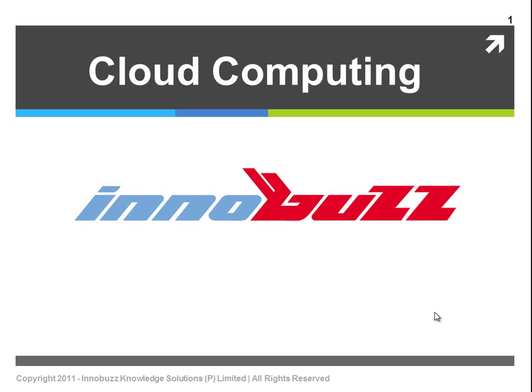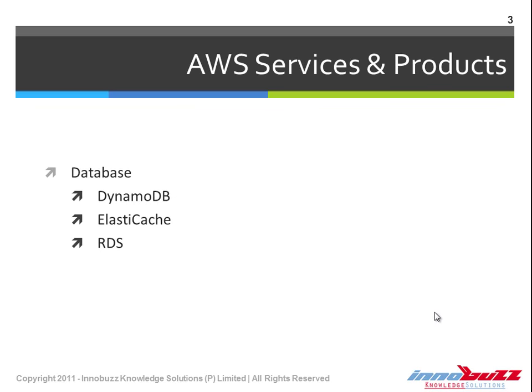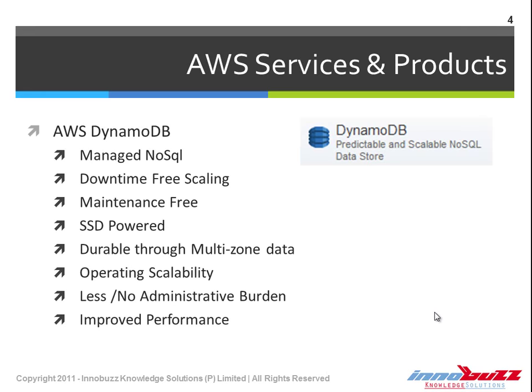In this chapter, we'll be looking at Amazon Web Services, its products and services under the category database. AWS offers three different services in the database category. First one is DynamoDB, and we have ElastiCache, and they also provide RDS. Let's check what AWS DynamoDB is.